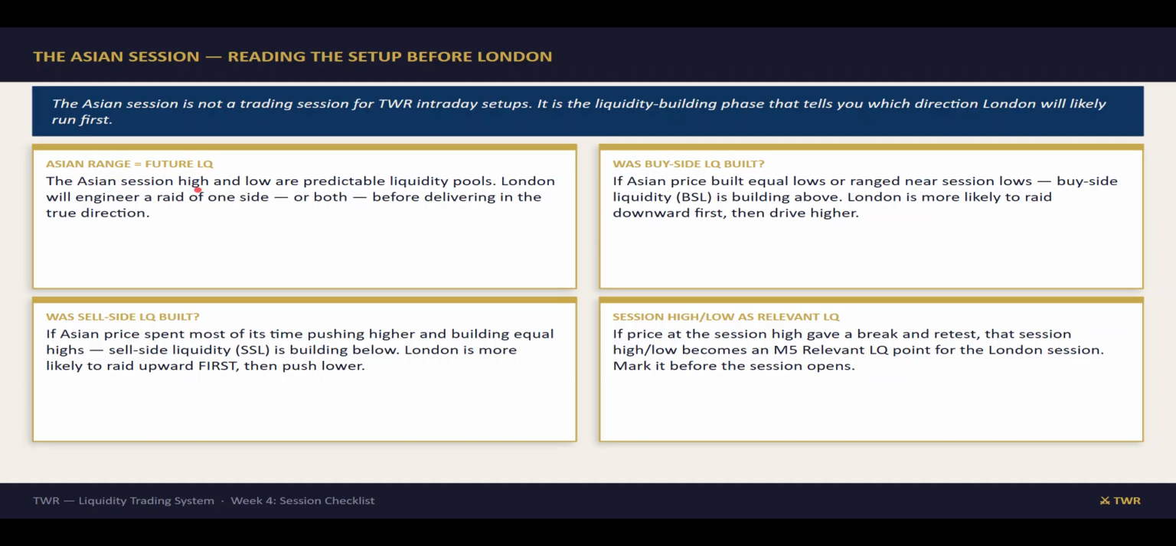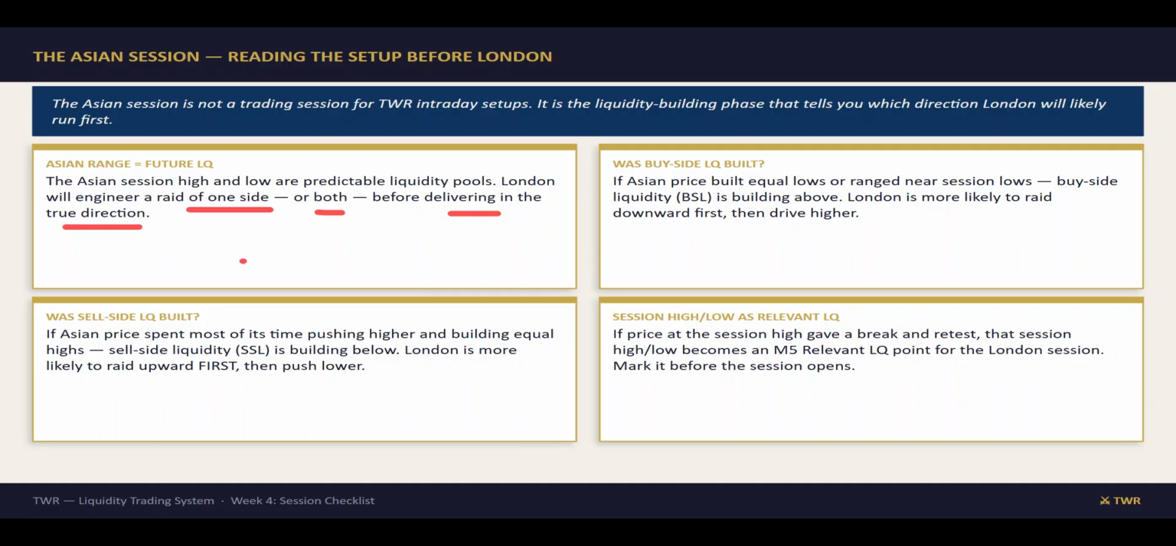The Asian session highs and lows are predictable liquidity pools. Basically, the Asian high and Asian low, that is where lots of minor liquidities are resting. Okay? London will engineer a raid on one side or even both before delivering in true direction. Look at this. Now ask yourself, was the sell side liquidity built?